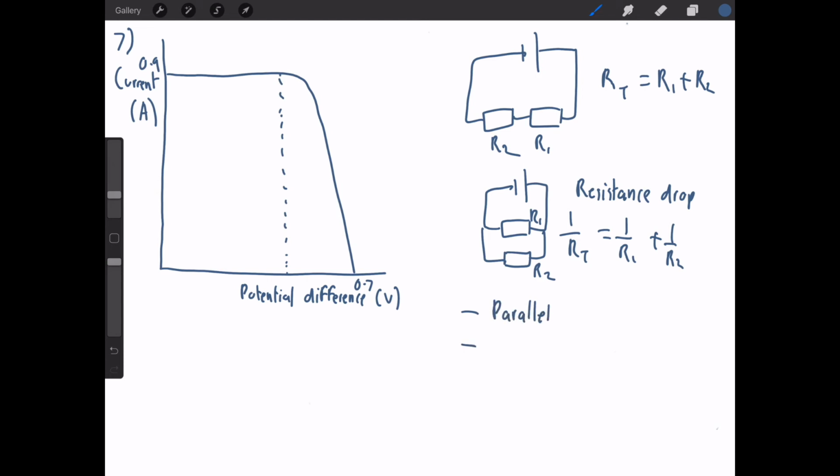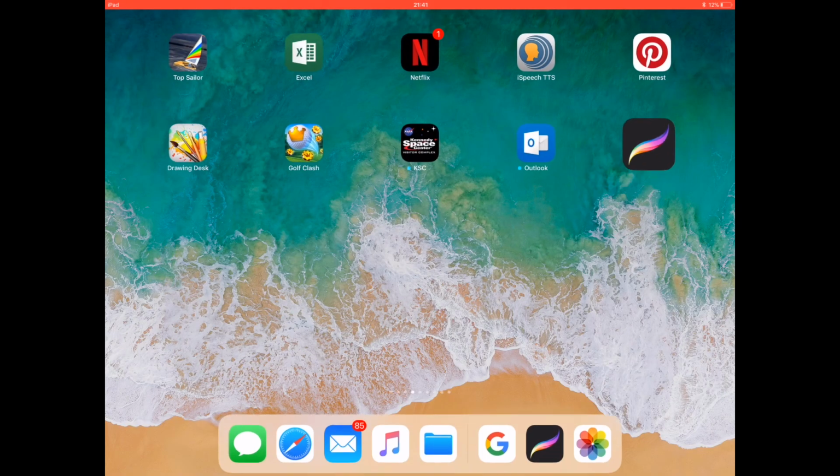And the reason is the current has multiple paths it can take. So it's a bit like opening another lane on a motorway. You'll be able to get more traffic through. Easy 2 marks. That's the end of question 7.